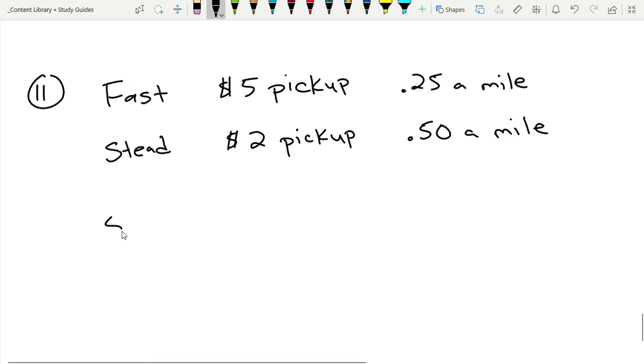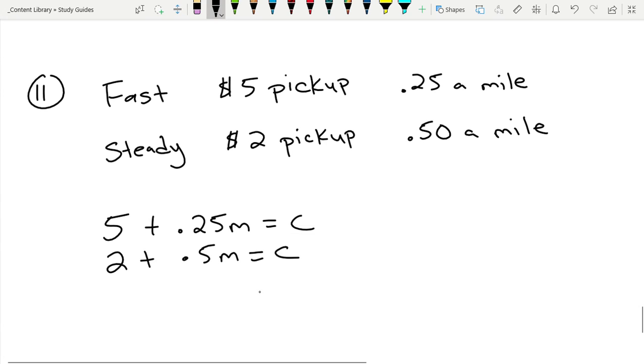So fast shuttle is 5 plus 0.25m is equal to C, the cost of your trip. Steady shuttle is 2 plus 0.5m, and that gives you the cost of the trip.